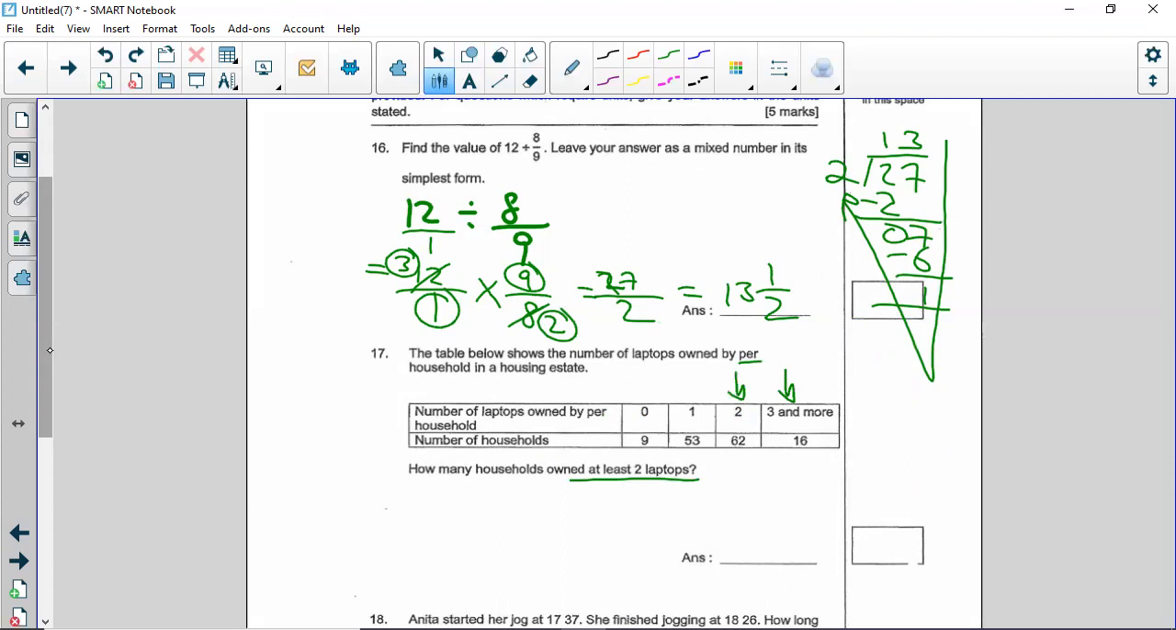So how many households own 2 laptops or more? Add these two numbers. 62 plus 16, and that will give you how many? 78 families own 2 laptops or more. Okay, got it? If it's more than 2 laptops, then it's different already. If it's more than 2 laptops, then you should be looking at 3 or more. Are you clear? Okay, so there's a difference in the meaning. Okay, let's go to the next question.